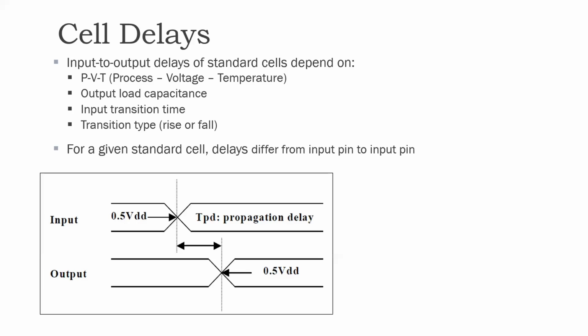And finally, for a given standard cell, delays will differ from input pin to input pin. So if I have a 2-input NAND gate, the delay from input A to output and the delay from input B to output need not be the same. And so these are all the different factors that determine cell delay.